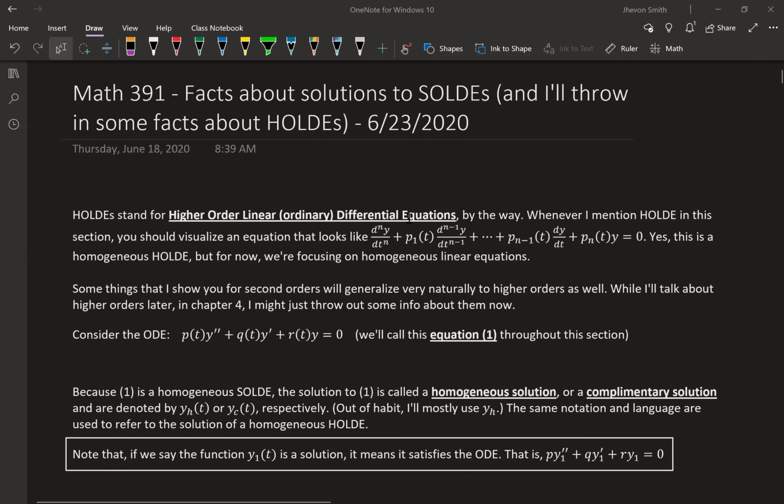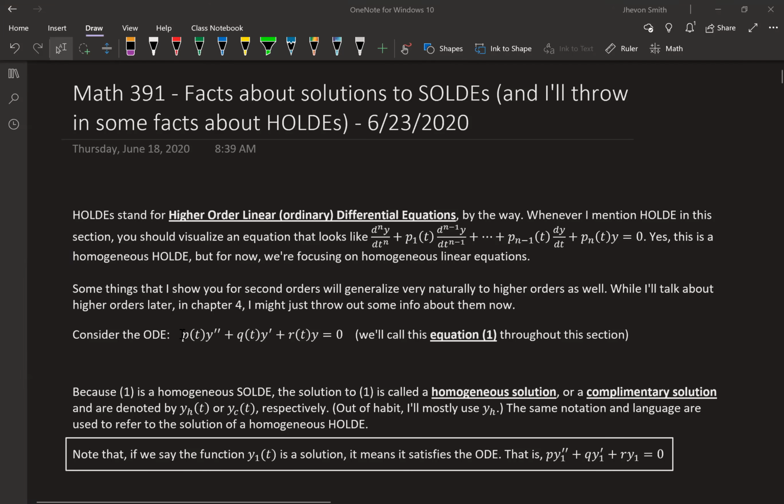So a higher order linear differential equation is just an equation that looks like this, right? So it's y to the nth derivative plus some function times y to the n minus first derivative, counting all the way down to some function times y equals 0. This is a homogeneous higher order differential equation, right?